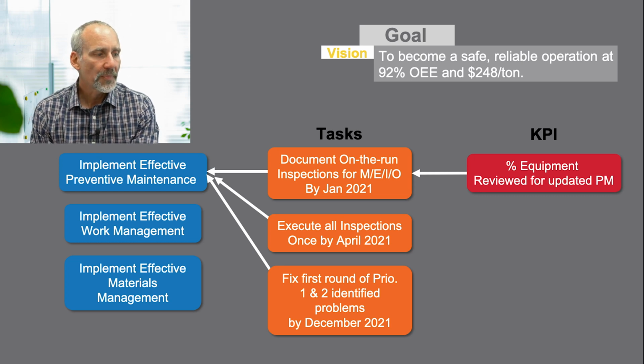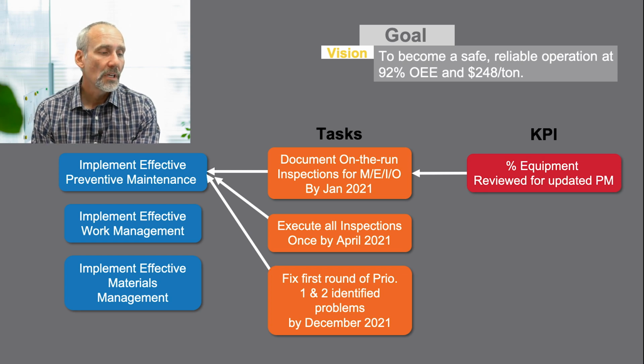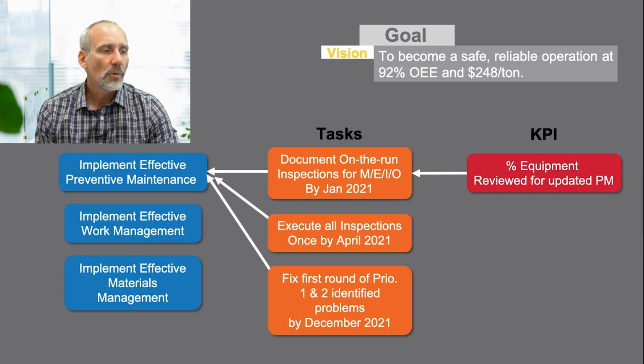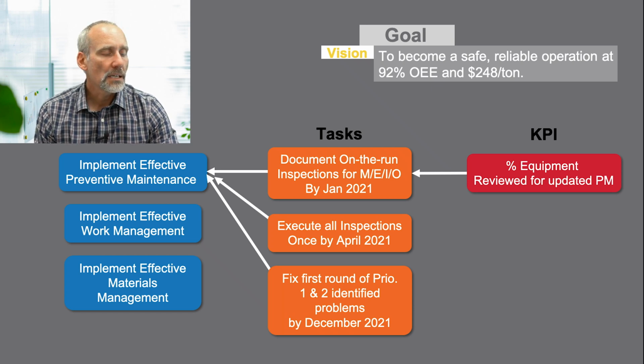So let's say we do an assessment and what we see is that we need to improve our preventive maintenance. Let's just focus on what we call the processes that we need to improve. It could be that we need to also implement effective work management or improve our work management, planning and scheduling, and perhaps we need to do some tasks in the materials management. So step one is to identify what are the processes that we need to improve, do some type of gap analysis, however that's done. Then the next step is to identify the tasks that you want to do.